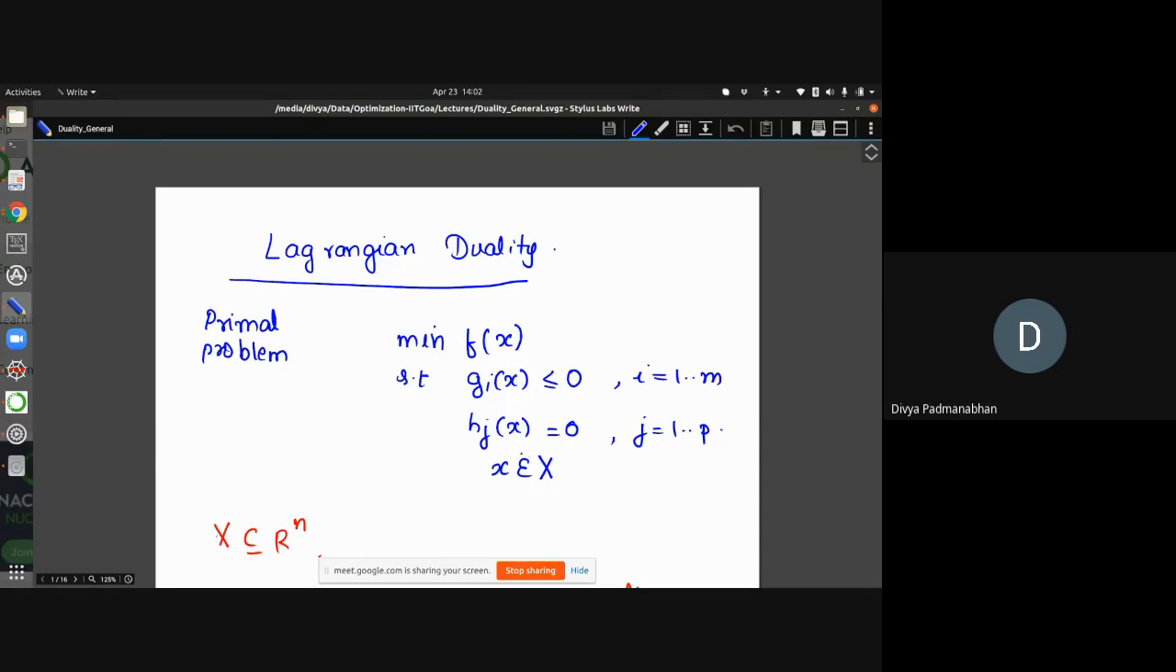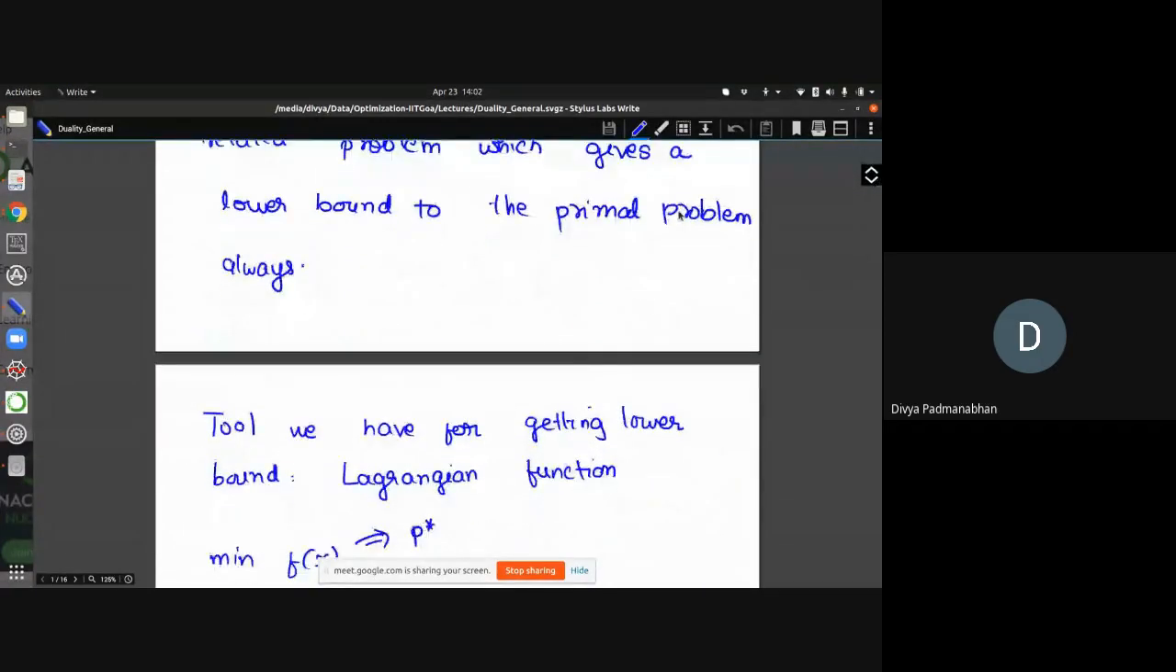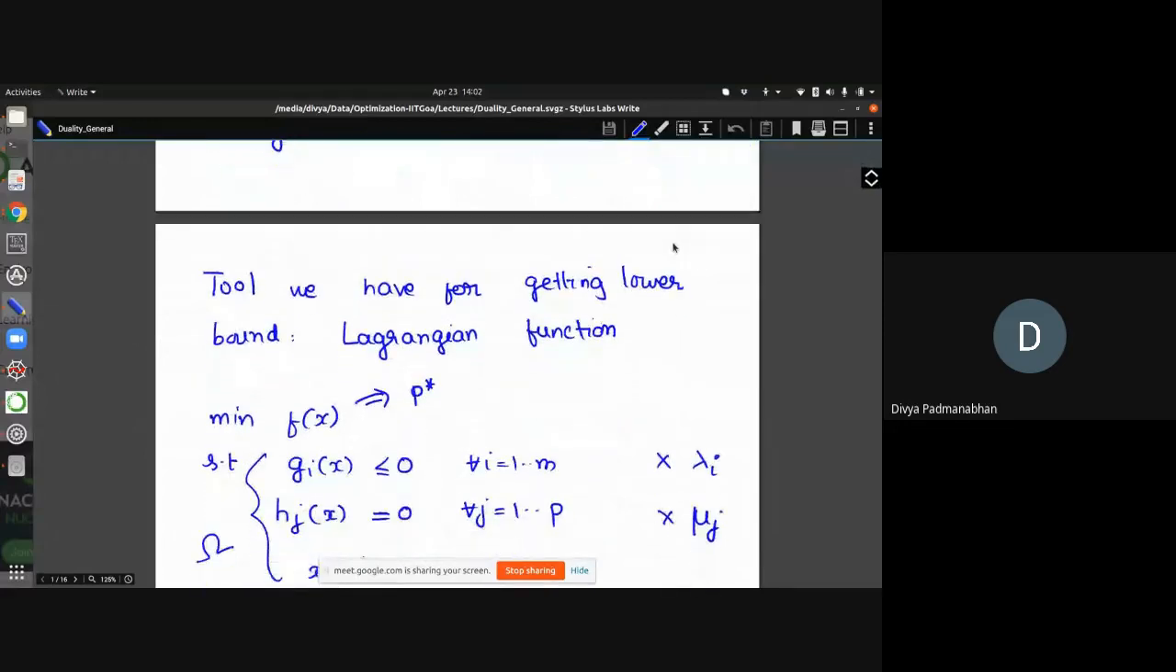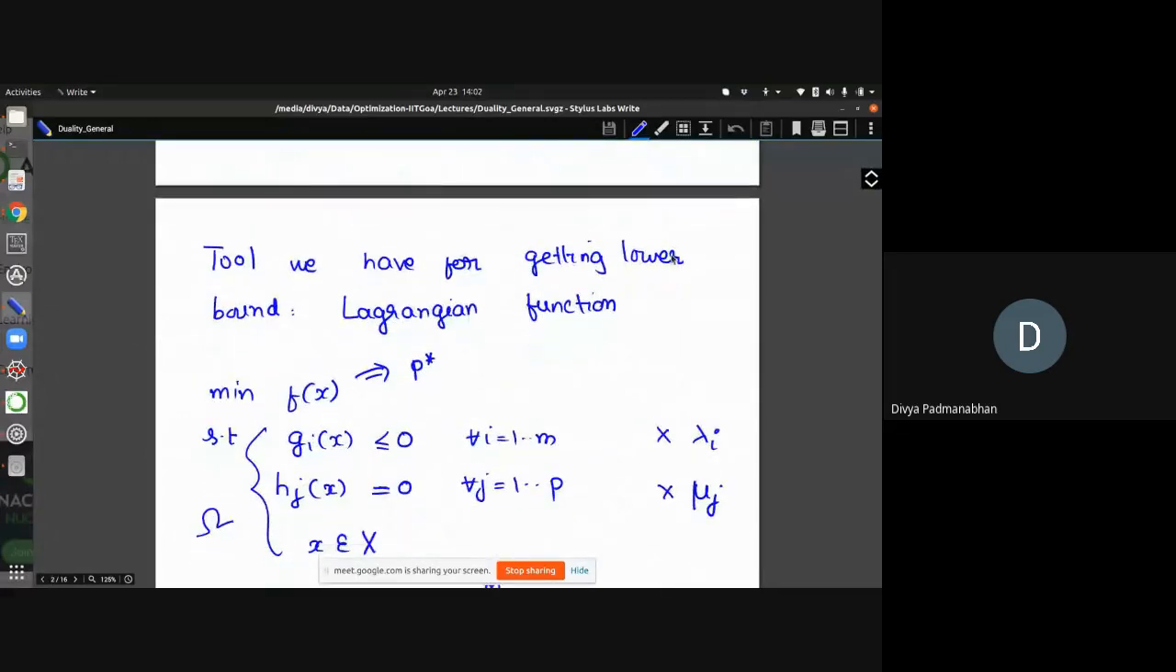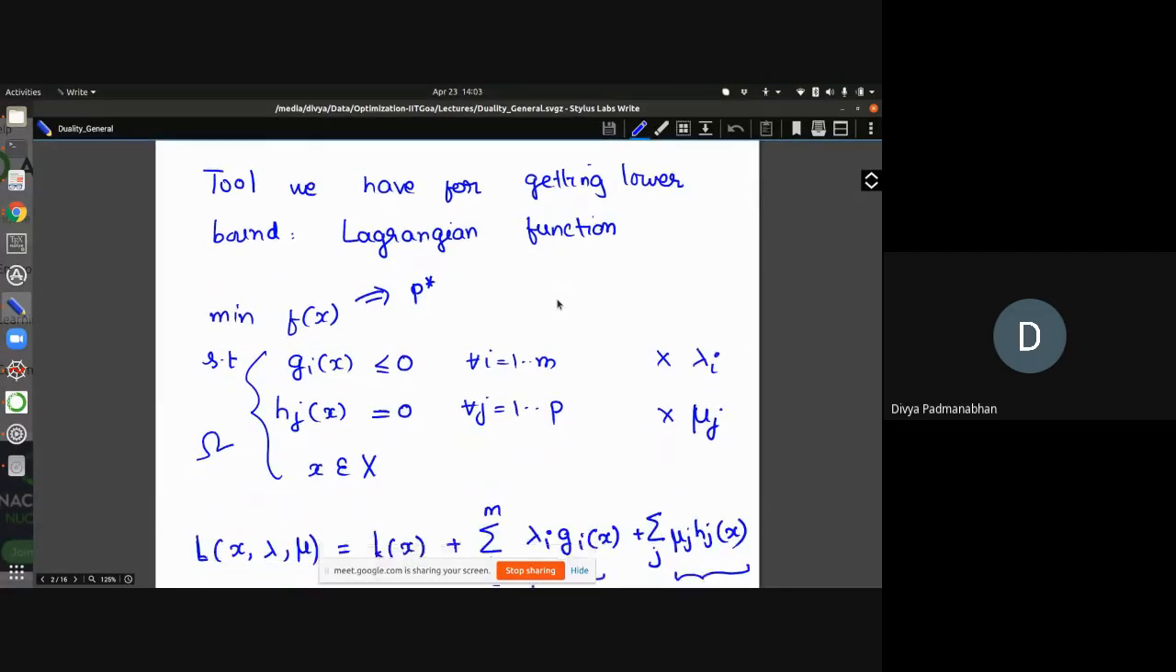So this capital X could be taken as the domain, or if you have some other inequalities which you want to handle separately, you can move them to that. Okay, and so we saw that the dual is a related problem. And like in the case of linear programs, what we were trying to do is get a lower bound. And the tool that we had here was the Lagrangian function.